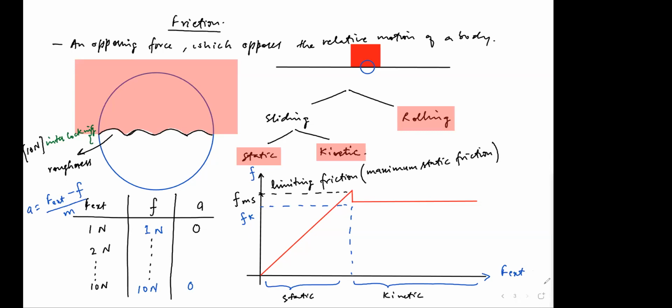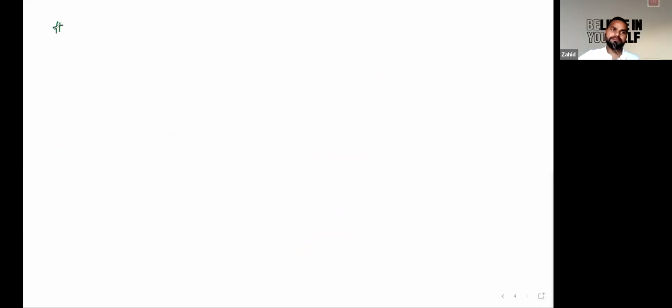Now from this, you'll conclude. First, if external force is less than maximum static, so acceleration of this particular body would be zero, or there would be no motion in this object. So frictional force would be equals to external force up to this part.